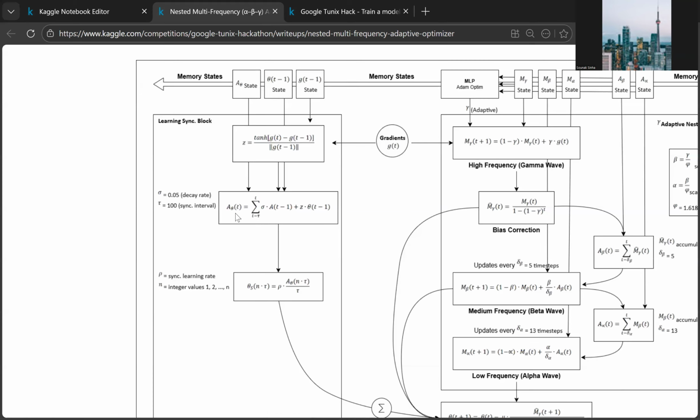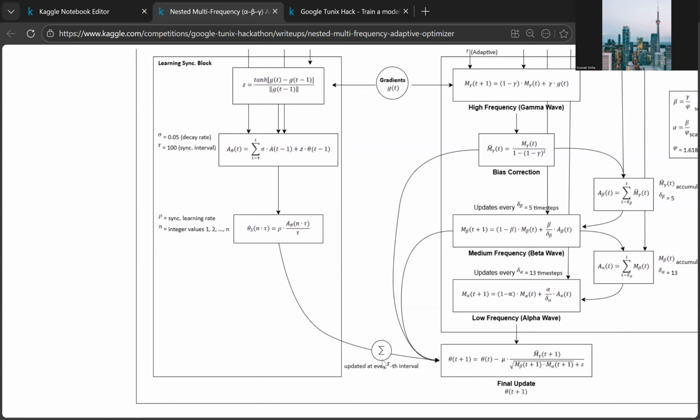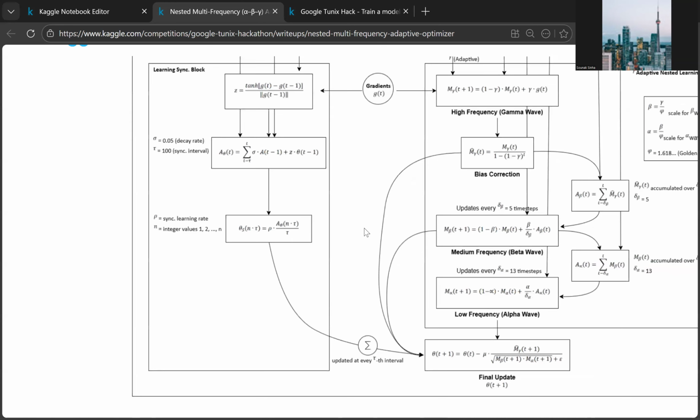Then this A theta t, which is the accumulation of all the good updates, gets implemented into the final updates at the tau-th interval, which is the 100th interval or a multiple of 100. So every 100 steps, this gets applied to the updates. This is basically what this entire optimizer does.